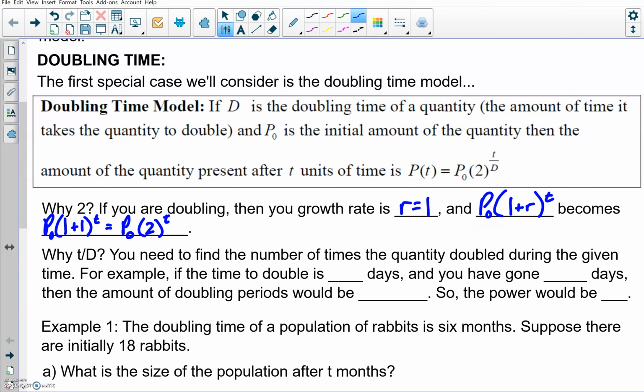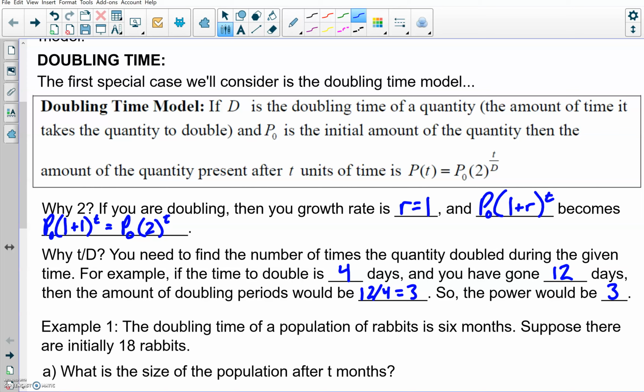So then why the T over the D? Why do we have that extra thing in the exponent now? Well, you need to find the number of times the quantity doubled during the given time. So for example, if the time to double is 4 days and you have gone 12 days, then the amount of doubling periods would be 12 divided by 4, which equals 3. So the power would just be 3.